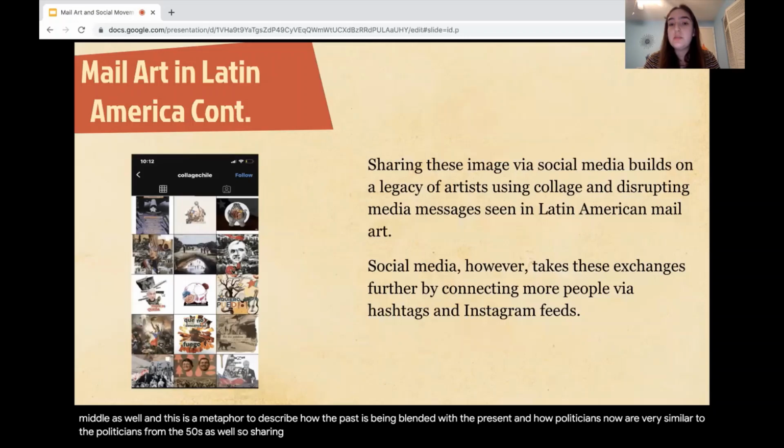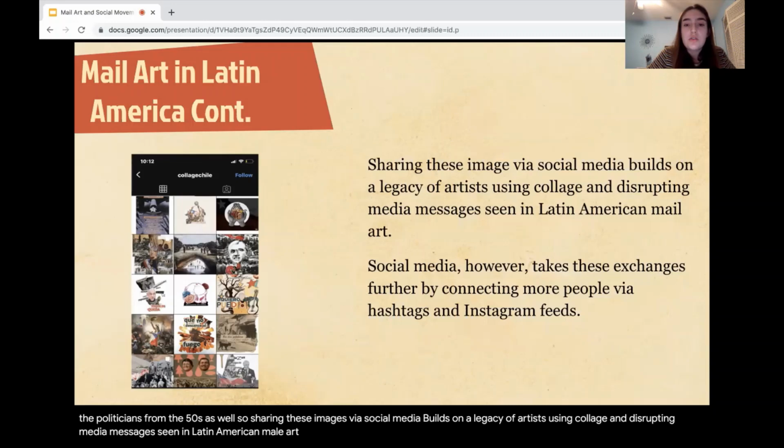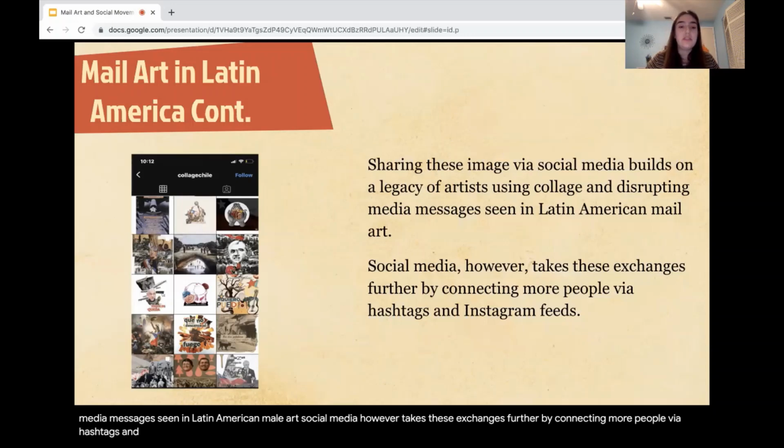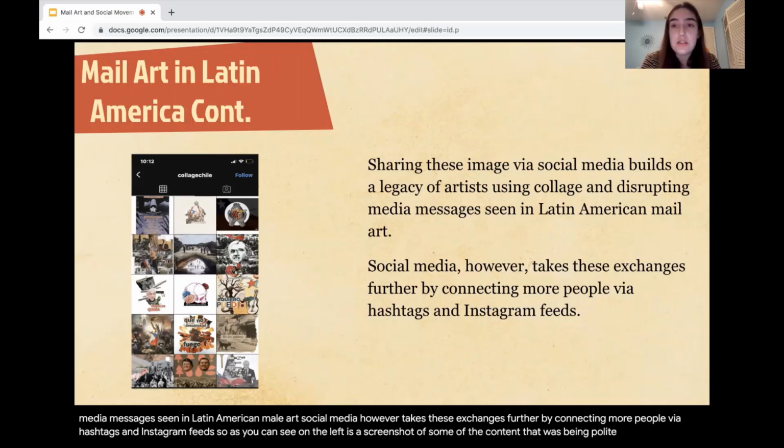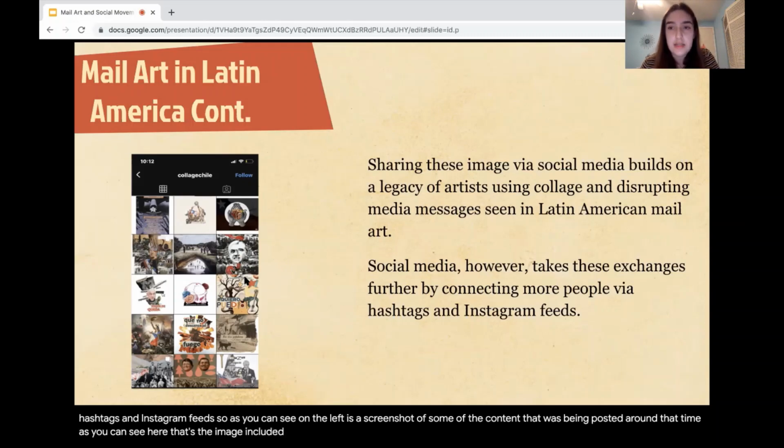So sharing these images via social media builds on a legacy of artists using collage and disrupting media messages seen in Latin American mail art. Social media, however, takes these exchanges further by connecting more people via hashtags and Instagram feeds. So as you can see on the left is a screenshot of some of the content that was being posted around that time. As you can see here, that's the image included in the last slide.